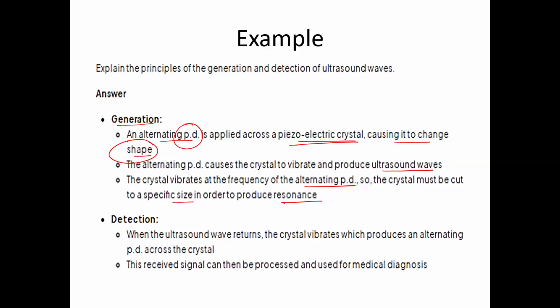And when the resonance occurs, in that specific case what will happen? When resonance occurs, ultrasound will be produced. So in the case of generation, this thing happens. The alternating potential difference is applied, the piezoelectric crystal will vibrate, and when it vibrates it is going to produce ultrasound waves. The crystal should be of such a specific size that resonance happens to produce the respective ultrasounds. Are you understanding?